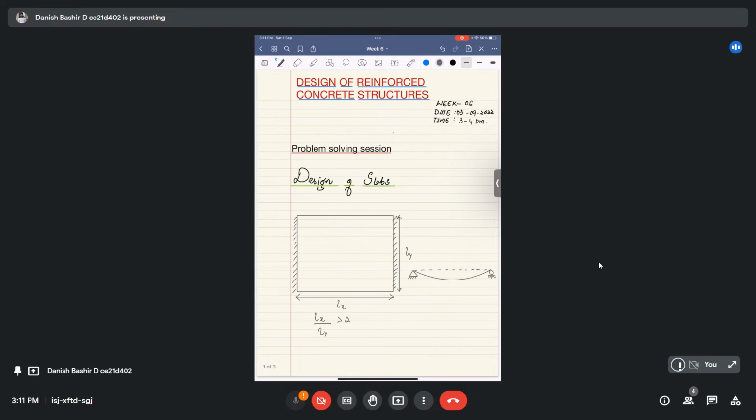Now in one-way slab action, we can have bending moment variation in only one direction. The predominant bending moments will come in only this direction, like this.